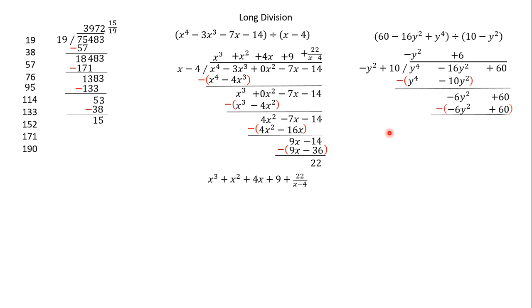When we subtract, we're going to end up with 0, which means we have no remainder to deal with, so our answer is just right up here. Negative y squared plus 6 is the answer.